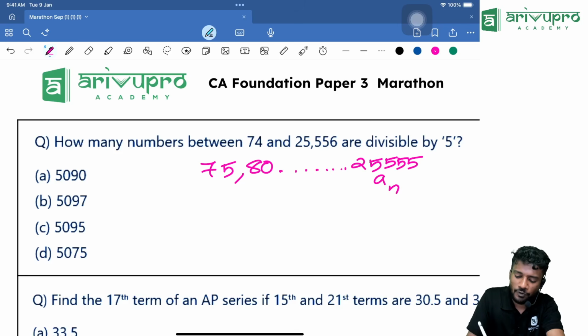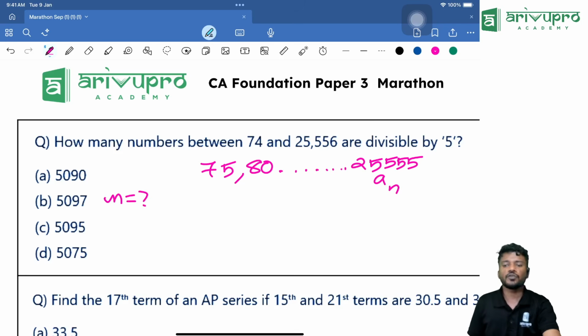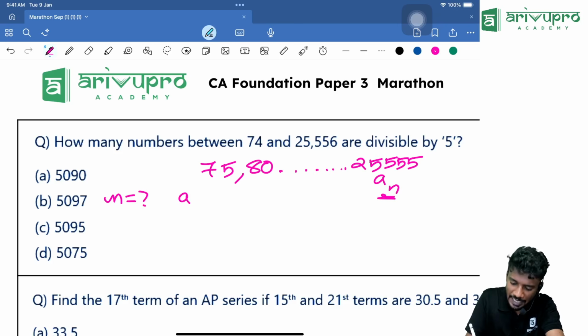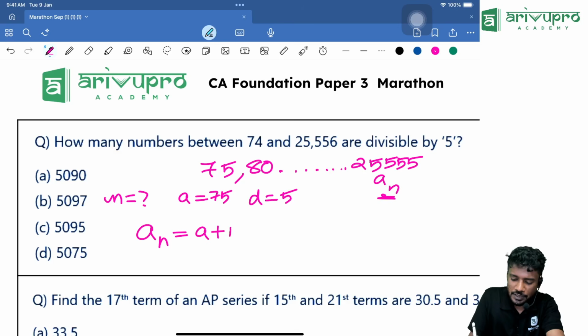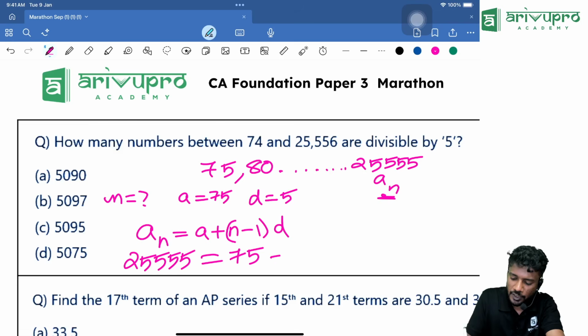They are asking for what? The N value. Do you know the value of AN? Yes. Do you know the value of A? 75. Do you know the value of D? That is 5. Then AN is also there. That means which formula we will use? AN is equal to A plus N minus 1 into D. AN is how much? 25,555, which is equal to 75 plus N minus 1 into 5.